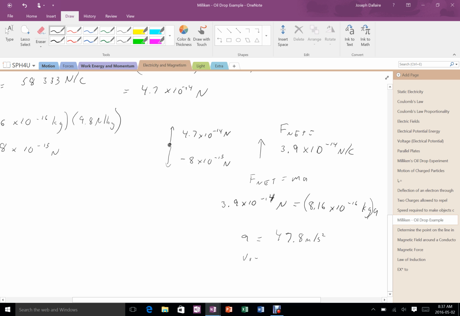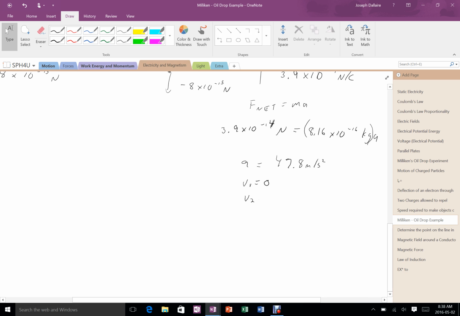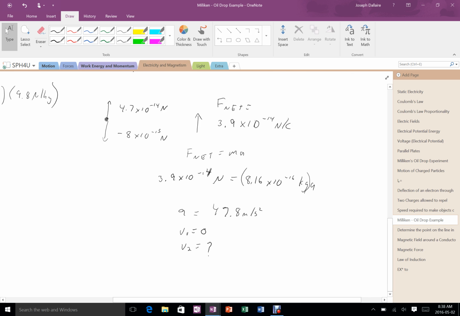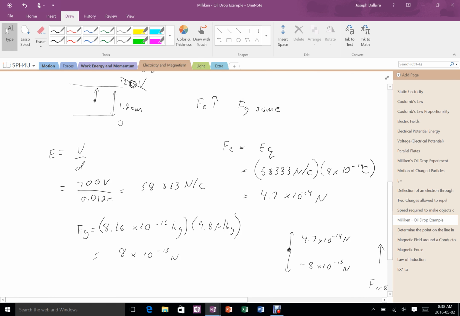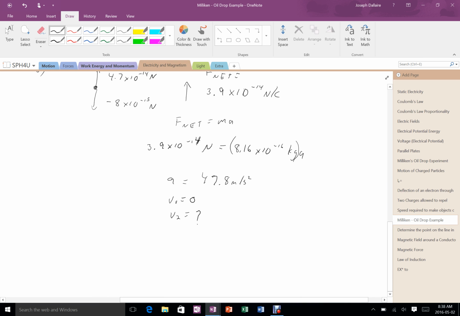This particle was initially suspended. We want to know its final velocity. What we have here is we said it was suspended halfway in between these two plates. So the distance it's going to travel is 0.006 meters, half of 1.2 centimeters. So delta D is going to be 0.006 meters.